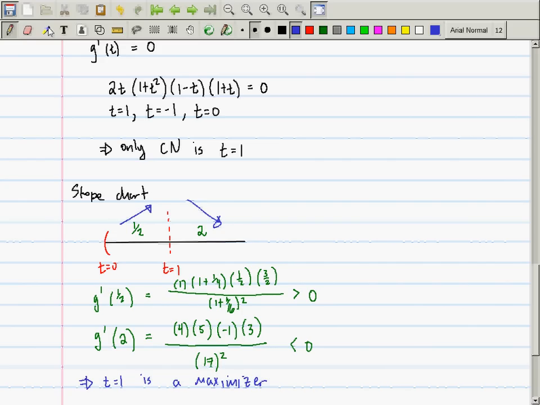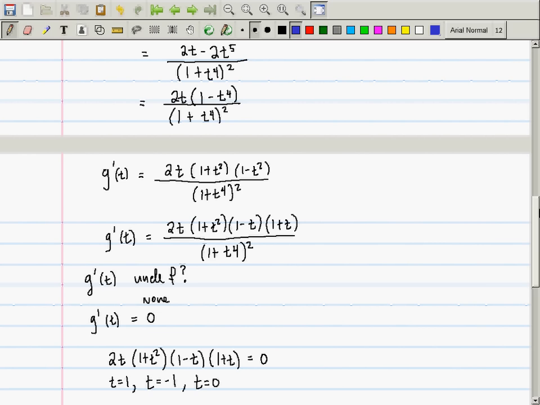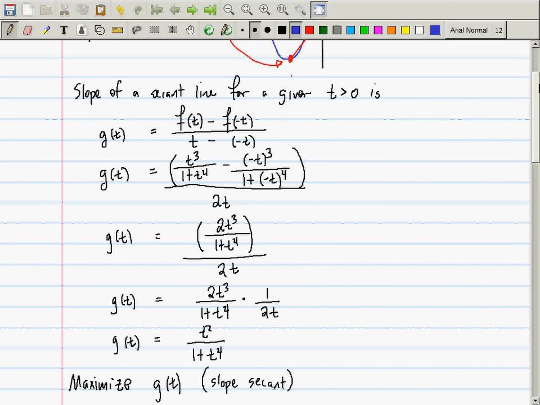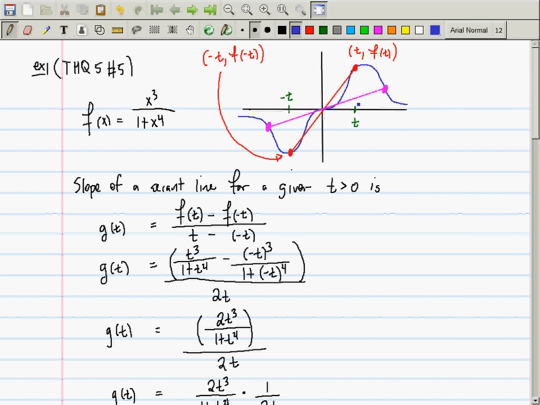So what is that saying? That's saying that if you have a look at the original graph, the optimal secant line is when you go from t is negative 1 to t is positive 1. That is the secant line with the most slope. Okay, so then, yes? Okay, so it's a good question.